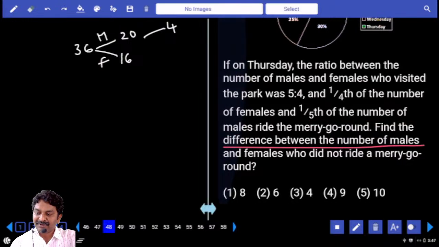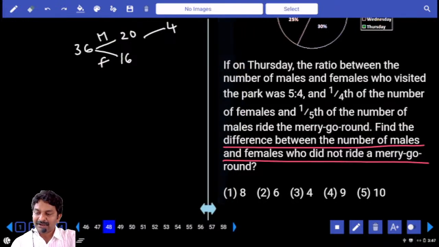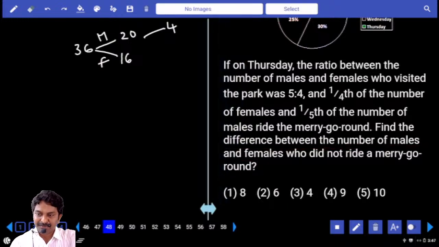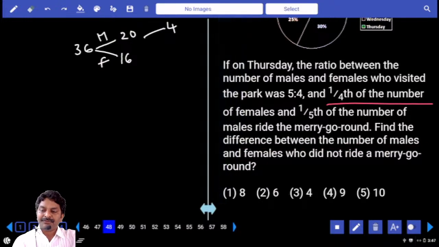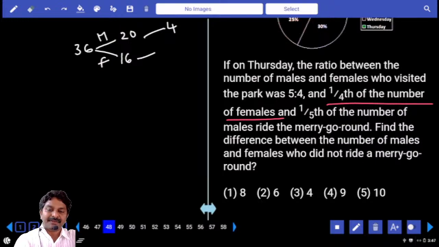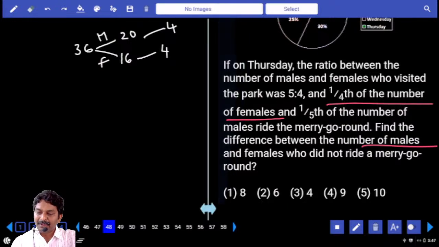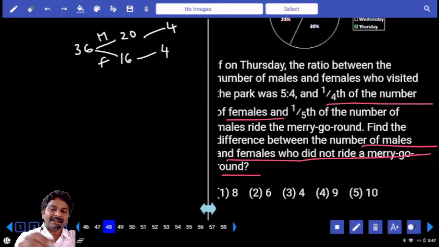Find the difference between number of female and male who did not ride the merry-go-round. There is some information which we left. 1/4 of female, 1/4 of female are 4. They are riding the merry-go-round. The question is to identify difference between male and female who did not ride the merry-go-round. Directly we can take difference between 20 and 16, which is equal to 4, right?